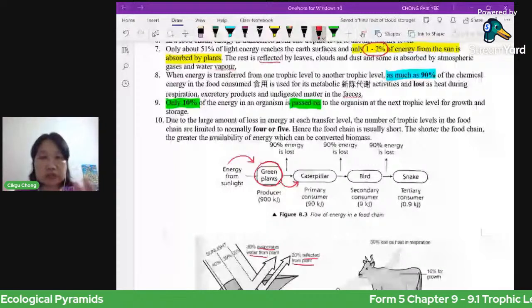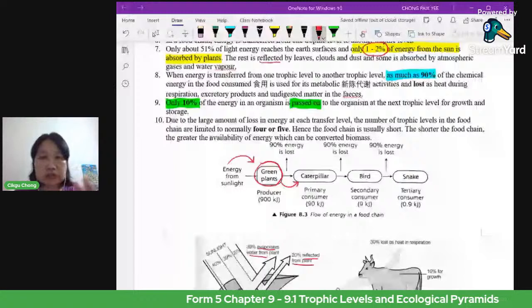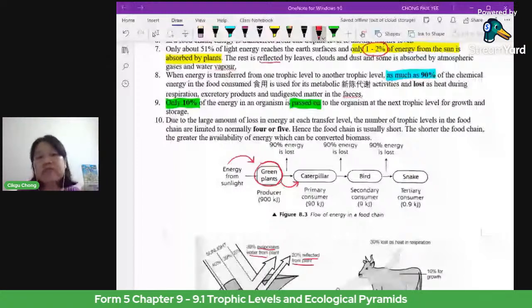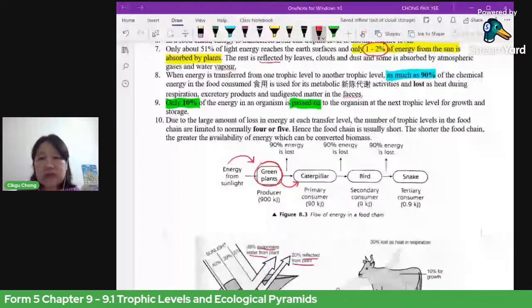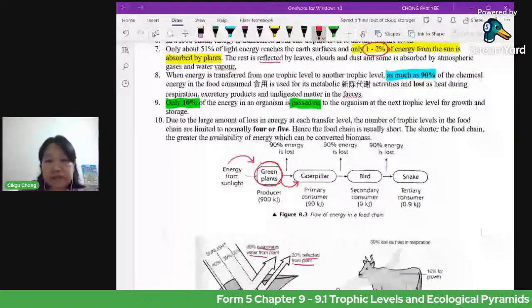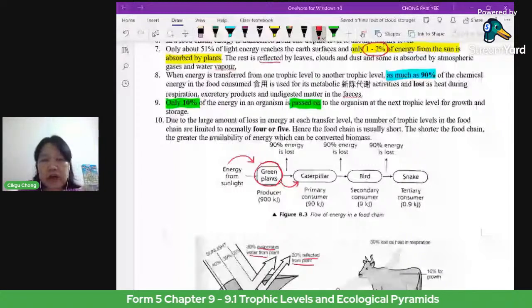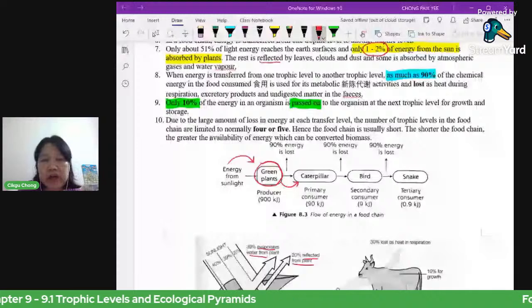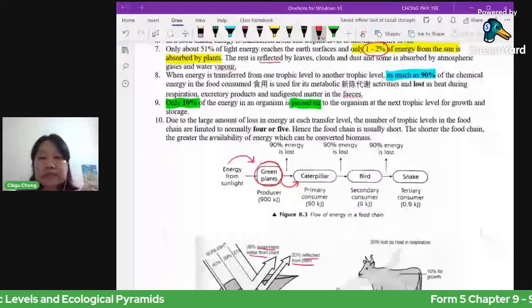Respiration, and also this organism uses the energy for movement, for reproduction, and all that. So you find that you can never get 100% from it. That's why you can see that there will be energy loss at every level. From one trophic level to another trophic level, some energy is lost, and you see there's quite a high amount. Only 10% gets transferred to the next trophic level.